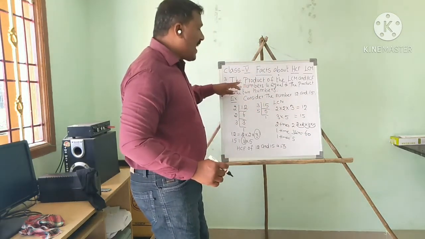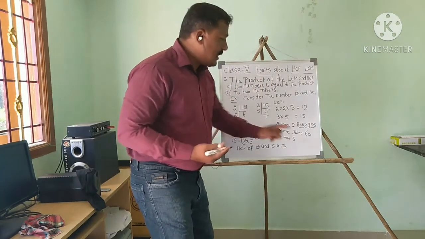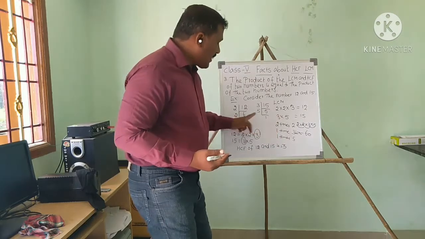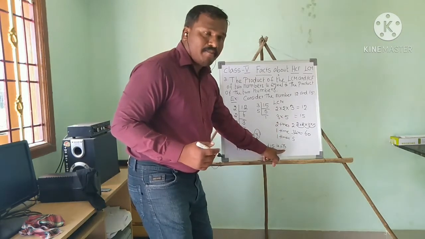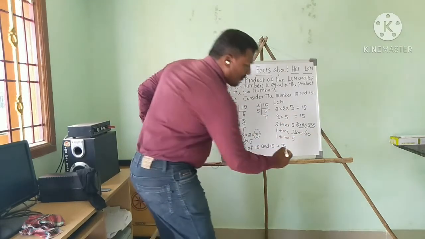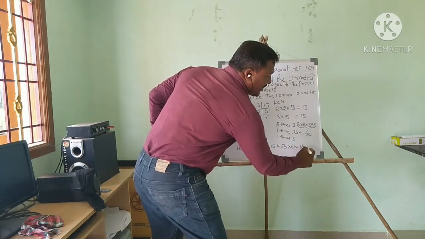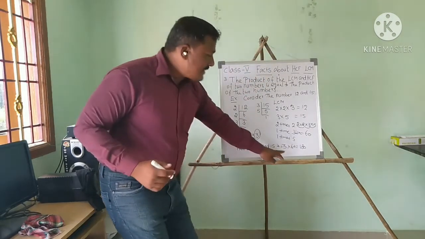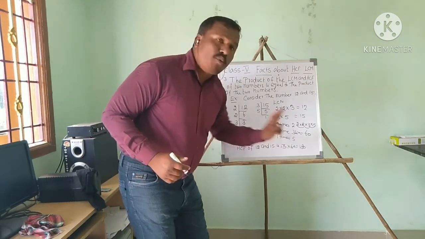Now what is the fact? The product of the LCM and HCF. We found the LCM, and we already found the HCF. So HCF is 3, LCM is 60. So 3 into 60 is equal to 180.